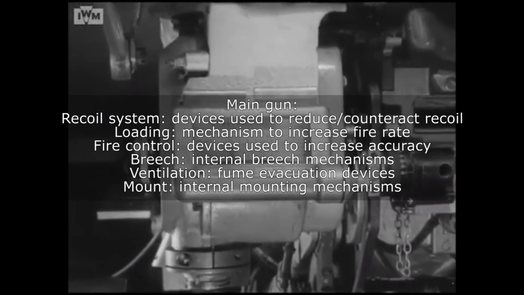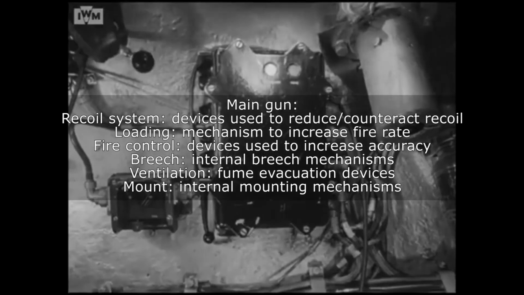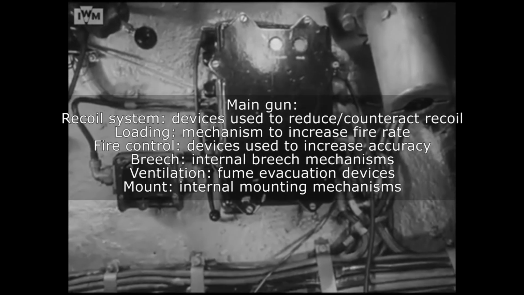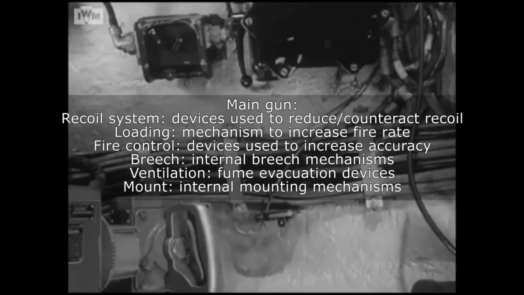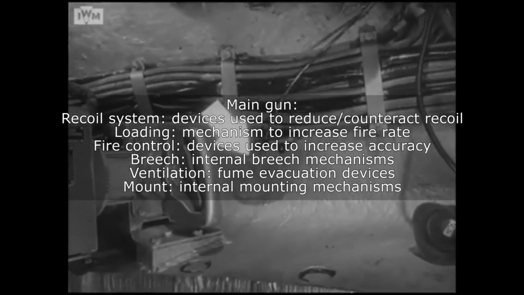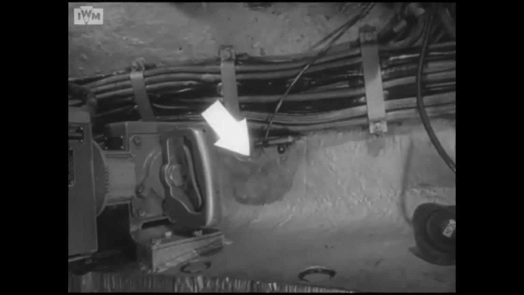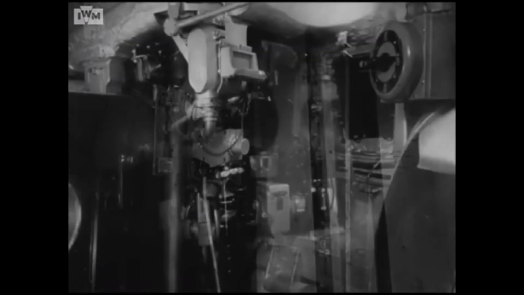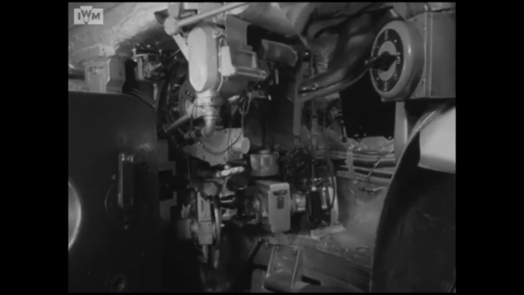The fire control for devices used to increase accuracy, breach for the internal breach mechanisms, ventilation for fume evacuation devices, and the mounts for internal mounting mechanisms. I'm guessing that rangefinders, which, while not in use during World War I, became very important after the Second World War, could be included under fire control, although they were sometimes separate devices that were independent of the gun.